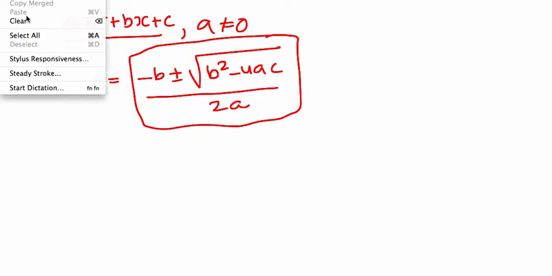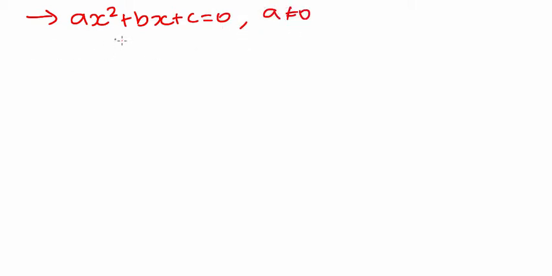So I'm going to clear this and start from the beginning. Let's write the standard form of the quadratic equation, which is ax squared plus bx plus c equal to 0, and a cannot be 0. The first thing I want to do is get rid of this coefficient a right here. So I'm going to divide everything by a.